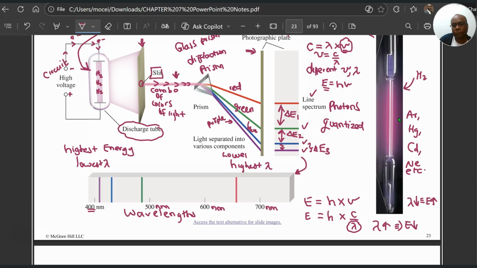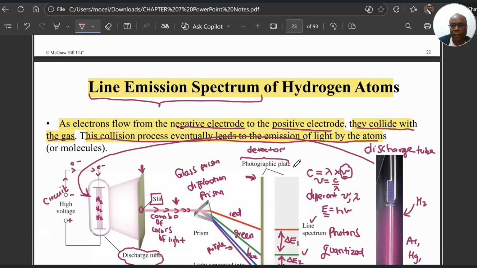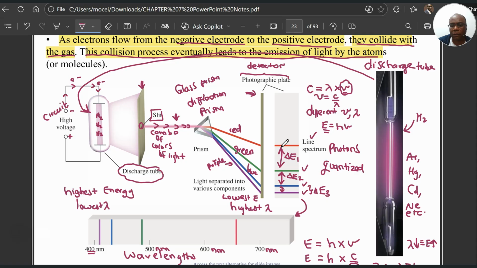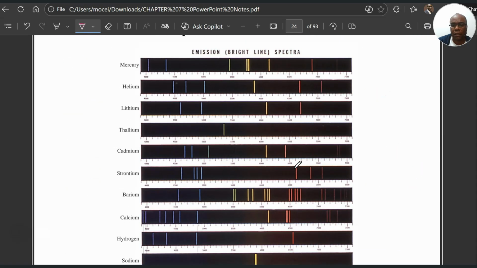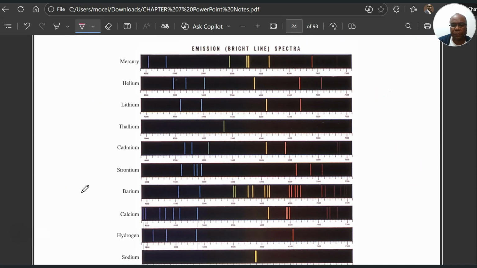So increase in wavelength decreases the corresponding energy. So this is the light emission spectrum of hydrogen gas. You have other elements here. So the first one you see here, following the same setup, just using a mercury discharge tube, is mercury.